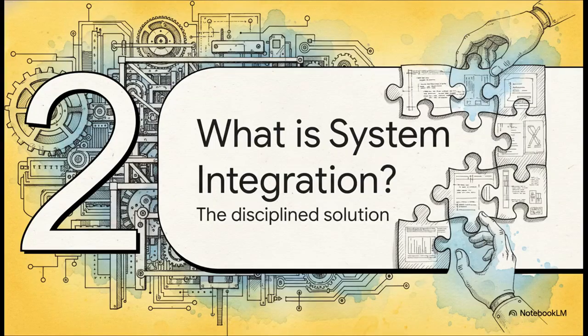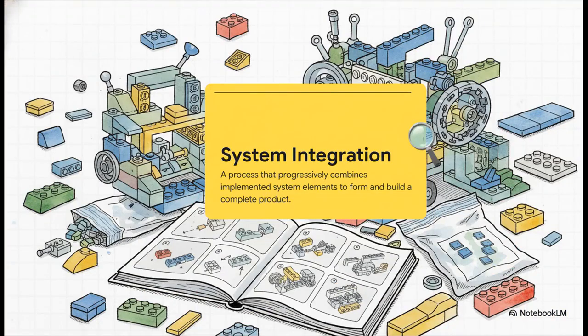So how do you stop the tower from falling? Well, that's where this powerful engineering discipline comes in. It's called system integration, and it is the methodical, disciplined playbook for taming all that complexity. So at its heart, system integration is literally the process of putting all the pieces together.